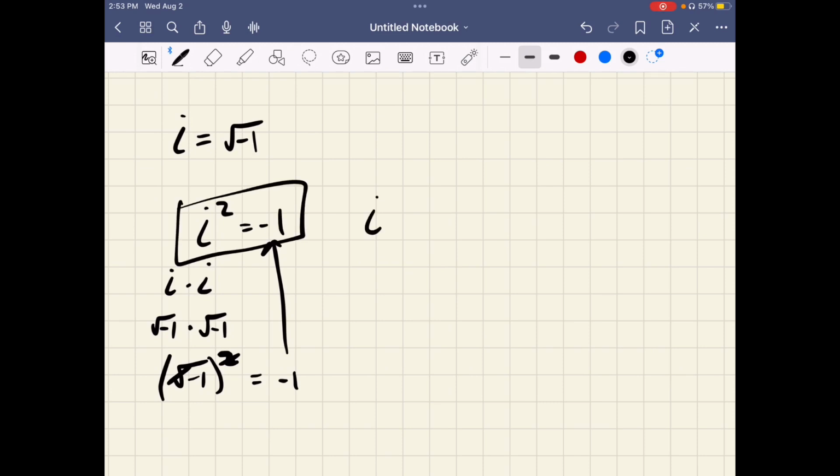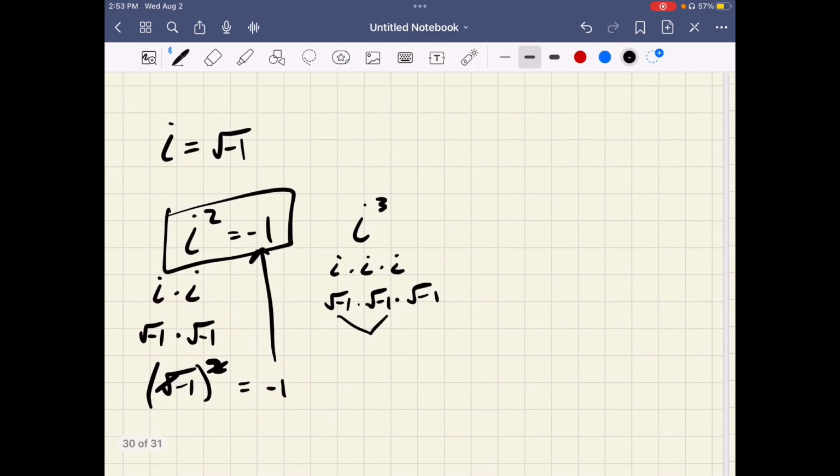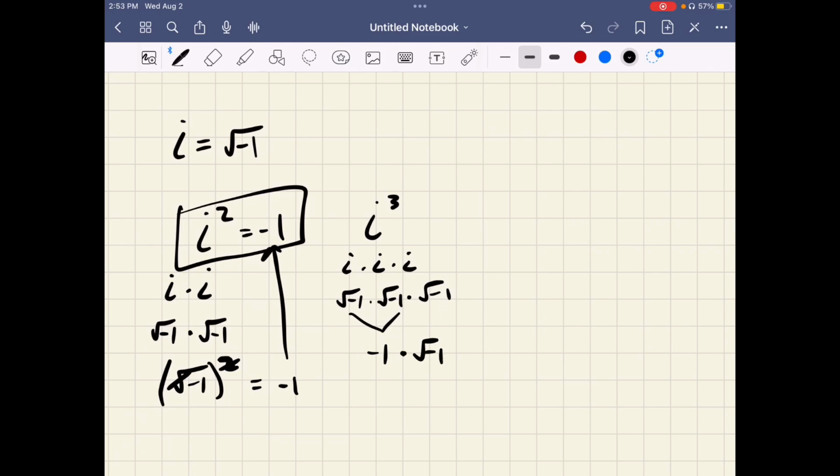You may see something like this, i to the third. Well, that's the same thing as i times i again, which is the square root of negative 1 times itself 3 times. But now if I take these two, we've already determined that the square root of negative 1 times the square root of negative 1 is negative 1. So I can replace that with negative 1 here, times the square root of negative 1. So that means this is the same thing as i. So I have i here, and then don't forget I have this negative out in front, so it is going to be negative i.